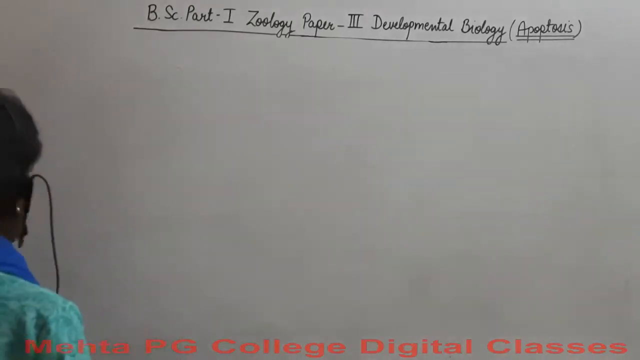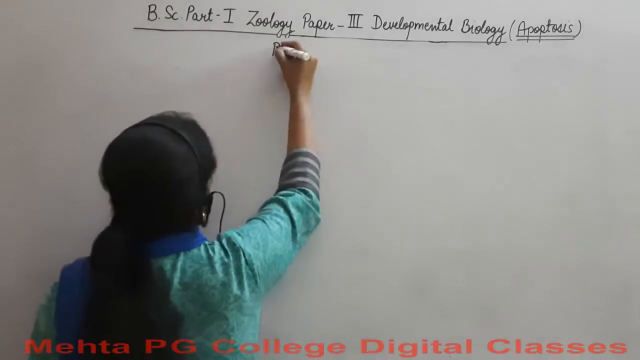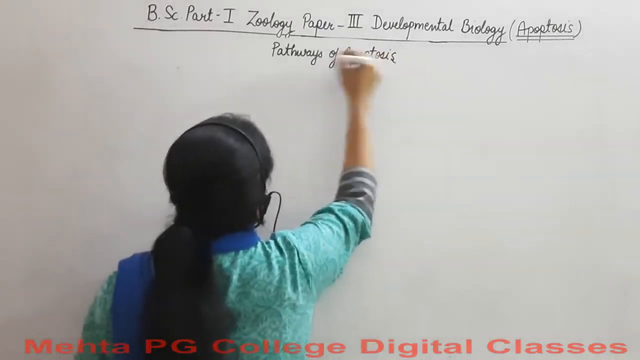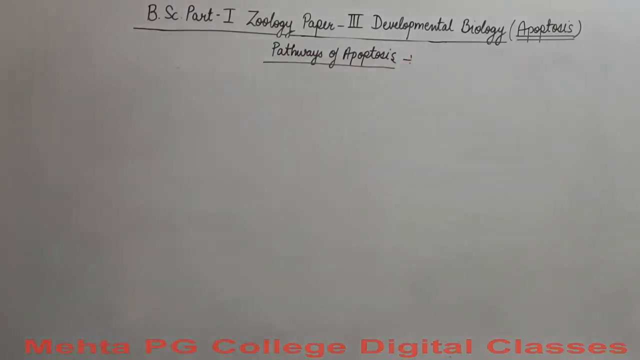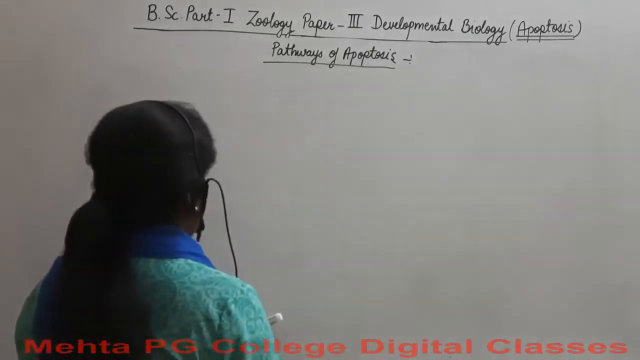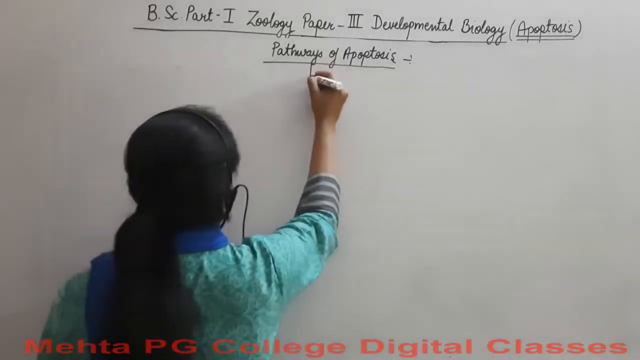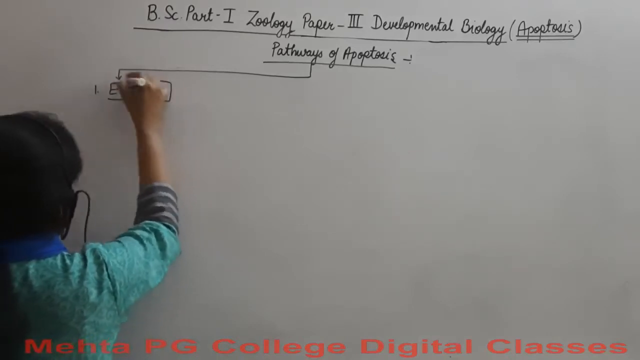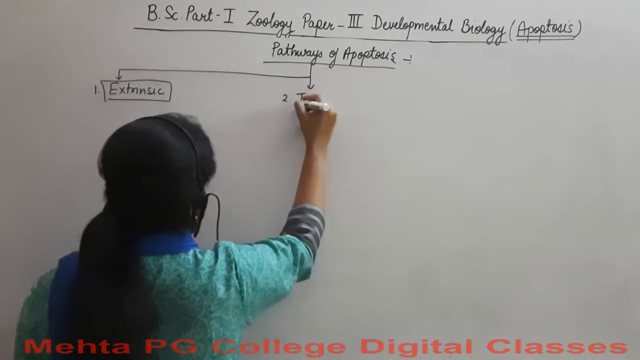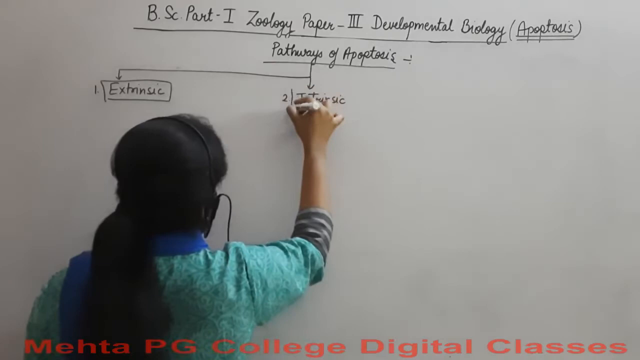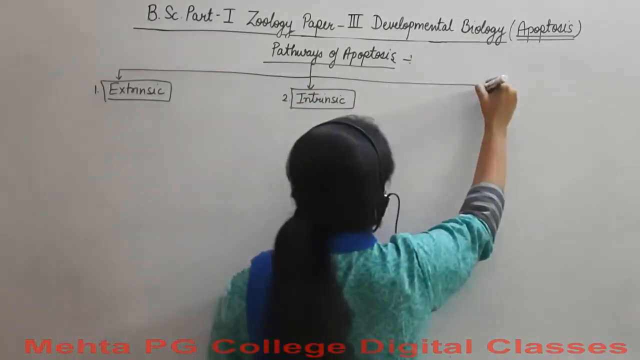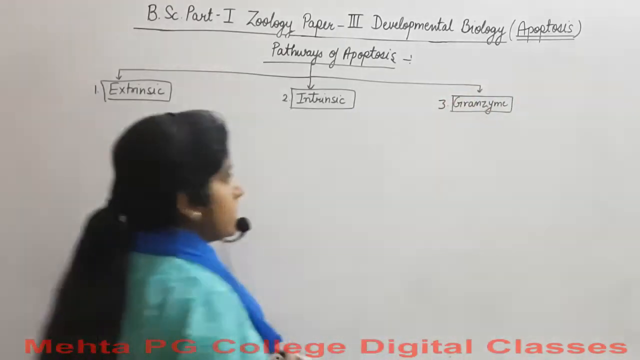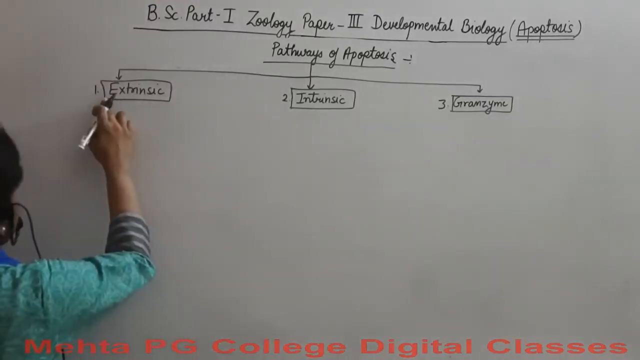Now, we will discuss the pathways of apoptosis, right? There are 3 pathways of apoptosis, right? First is extrinsic, second is intrinsic, and third is granzyme. Right. So there are 3 pathways of apoptosis. Now we can see how these pathways work.